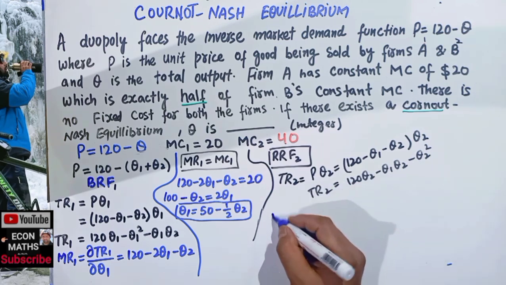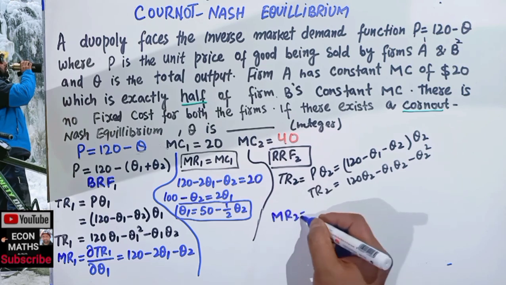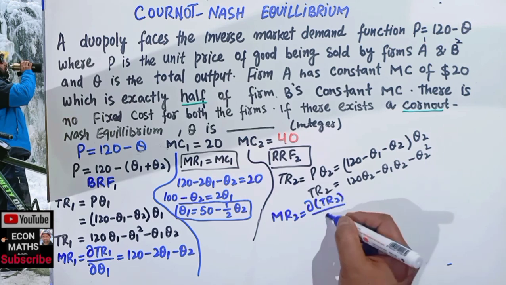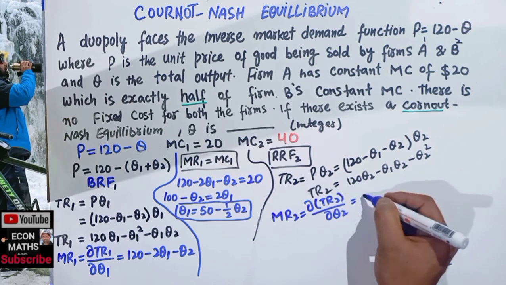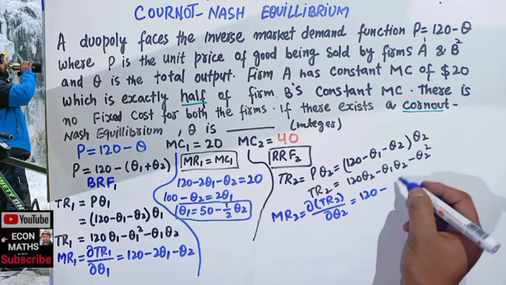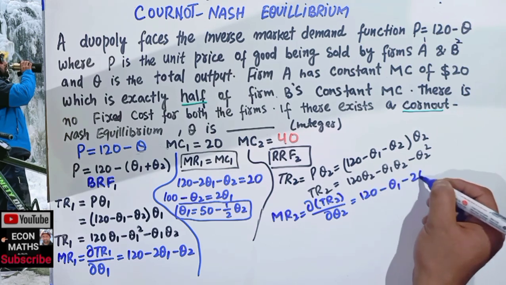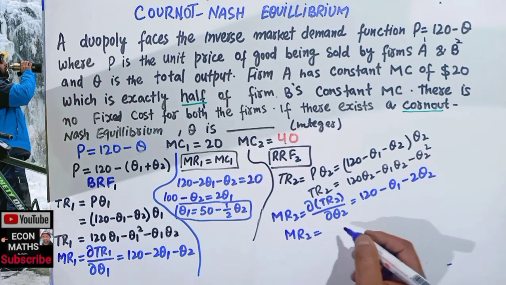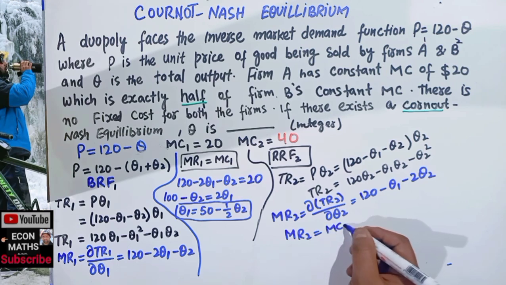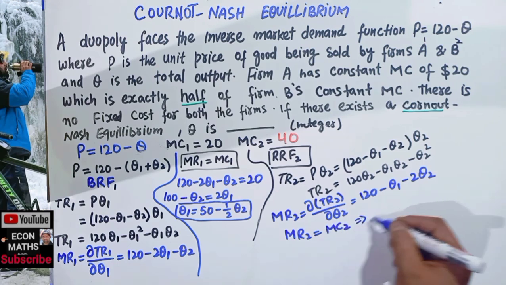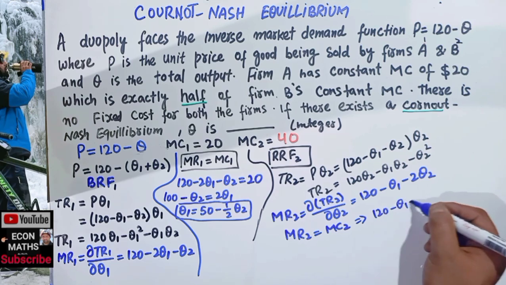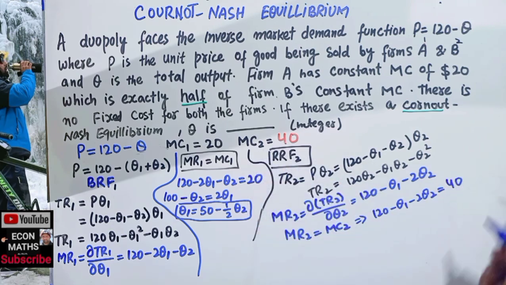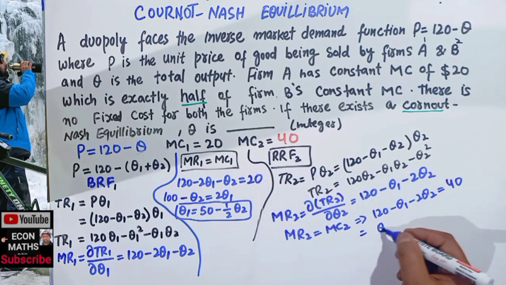Now what will be the marginal revenue? Marginal revenue of firm 2 will be the partial derivative of the total revenue function of firm 2 with respect to Q2. So we have here 120 minus Q1 minus twice Q2. Again at equilibrium, marginal revenue of firm 2 should be equal to marginal cost of firm 2. So this implies 120 minus Q1 minus 2Q2 should be equal to the marginal cost of firm 2, which is 40. So 120 minus 40 is 80.